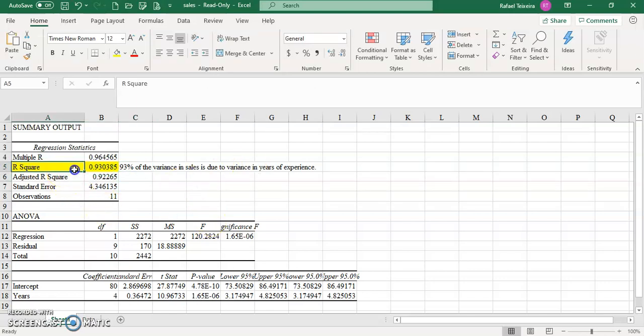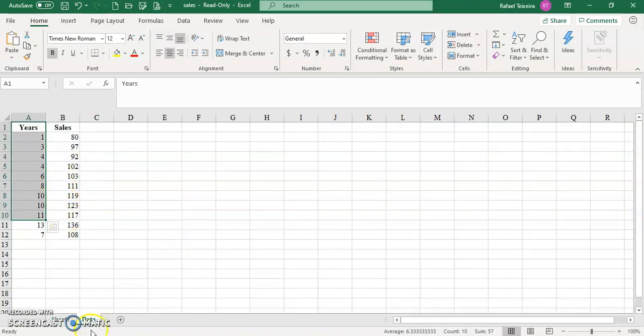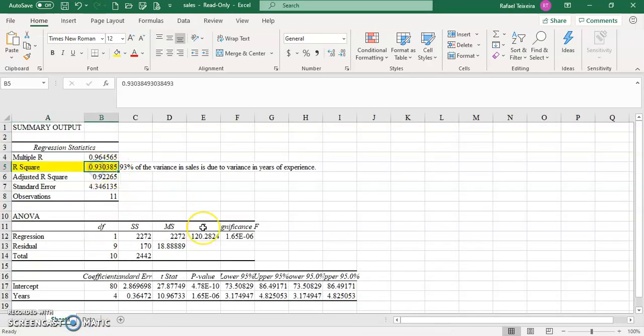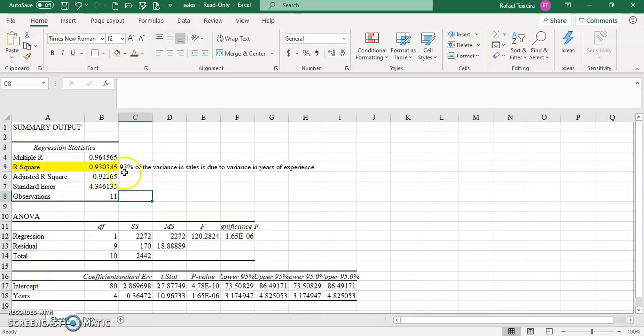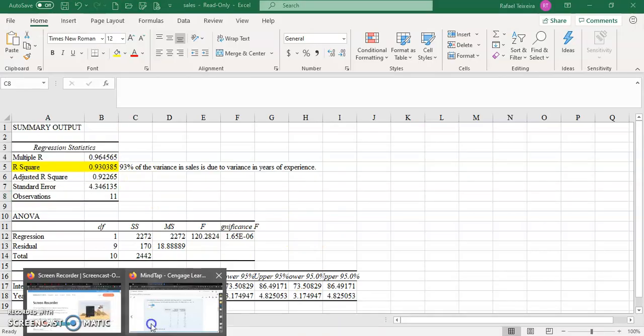Here's how you can read it using the raw data, how you obtain the R square that the problem is talking about here. So you understand what this means is that years of experience explains 93% of the variance in sales. So if you're interested in higher sales, you should hire people with more experience, because 93% of the sales is explained by the experience of the salesperson. Okay, so this is one potential interpretation.